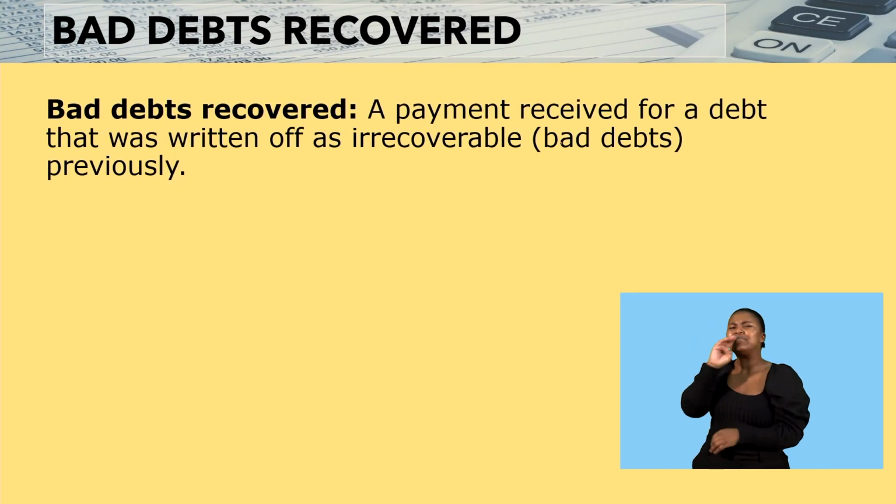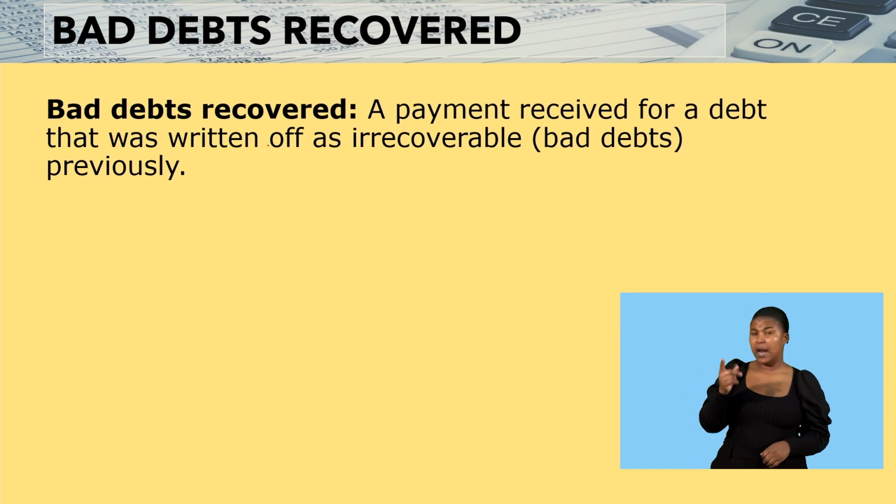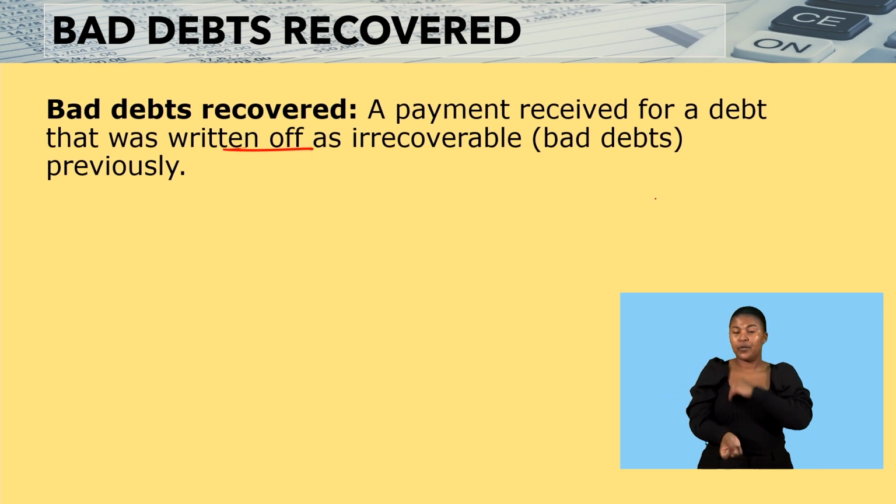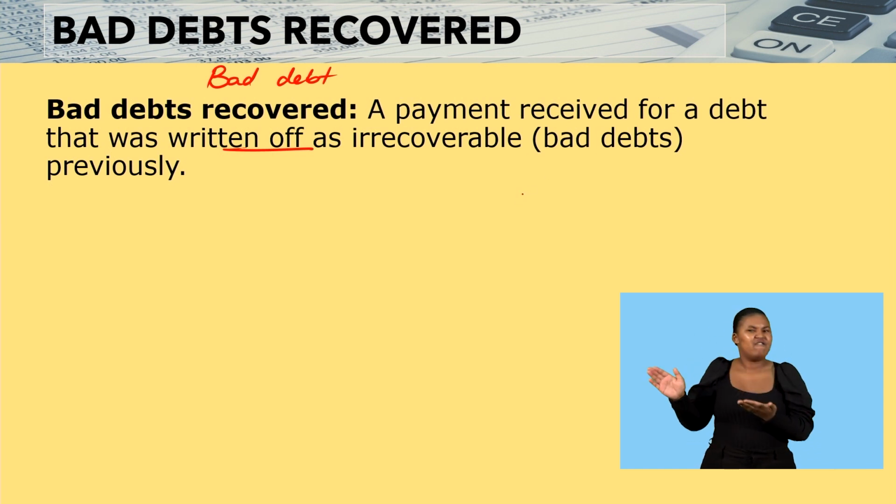What are these bad debts recovered? Bad debts recovered is a payment received for a debt that was written off as irrecoverable previously. When an account is declared irrecoverable, we consider it a bad debt, and then that account is written off. It then happens that the individual or the business that was owing us for that account later comes on. It can be in the next financial period.